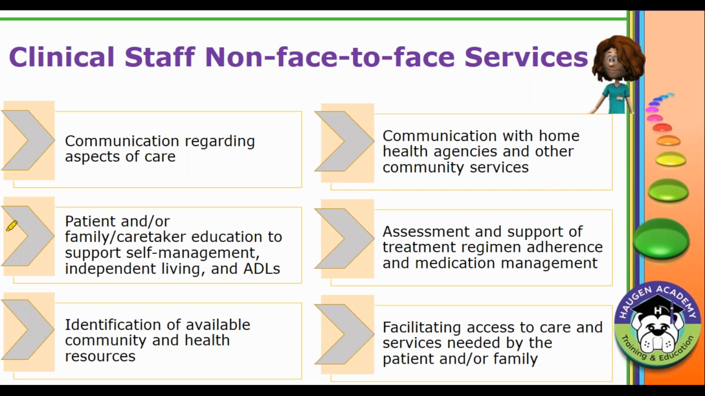Identification of available community and health resources. So this is important, I think, as well, because as we know, not all communities are the same in what resources are available to the patient, and patients might not even know what's available to them and what they could use for help. And then the last one, facilitating access to care and services needed by the patient and or family. So that kind of goes hand in hand with some of the other ones we just talked about. So again, this is things that clinical staff could do as non-face-to-face services depending on what the patient needs.